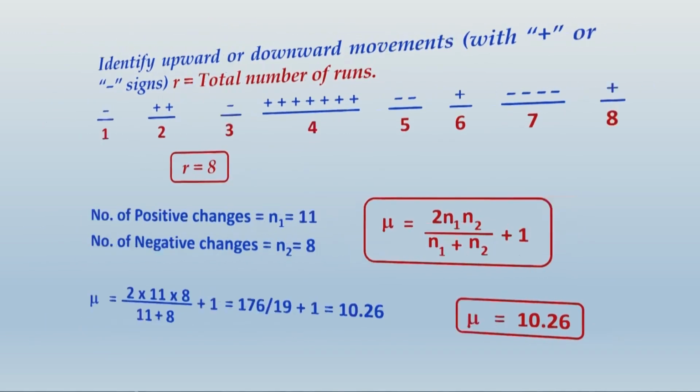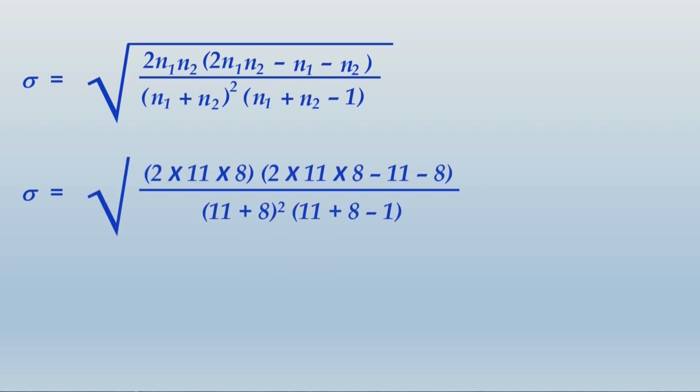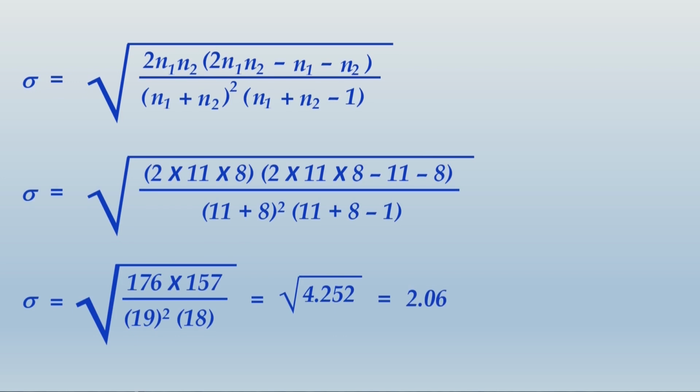Alright friends, let us move ahead, and the next step will be to compute the deviation. So deviation will be computed by using the formula: square root of 2 times N1 into N2 into 2 times N1 into N2 minus N1 minus N2, whole upon N1 plus N2 whole square into N1 plus N2 minus 1. The whole value will be taken as a square root at the end. So we put in these values, and once you put in all these values, you can easily make out the calculation. It will be square root of 176 into 157 divided by 19 square into 18, and what you get finally is square root of 4.252, and that will be 2.06. So friends, note down this as well, and then we shall move ahead.